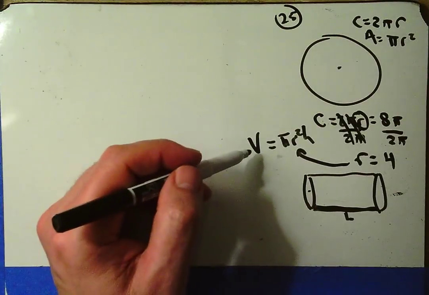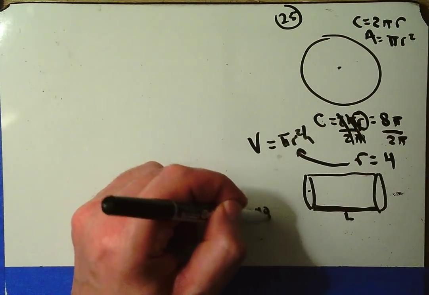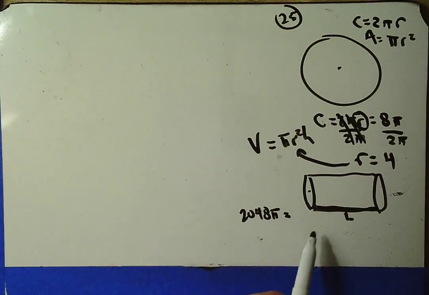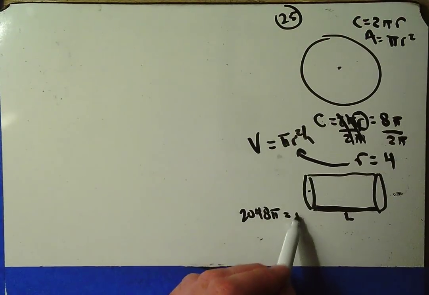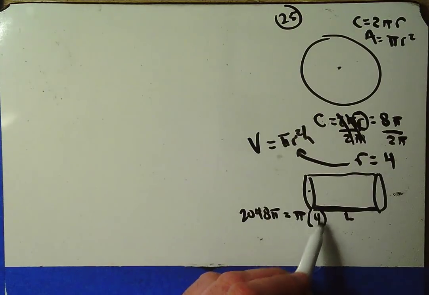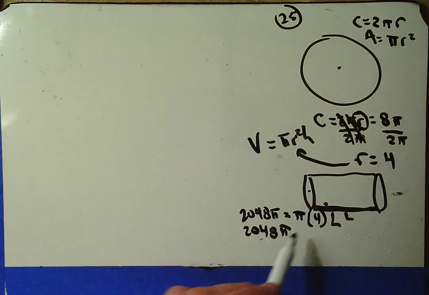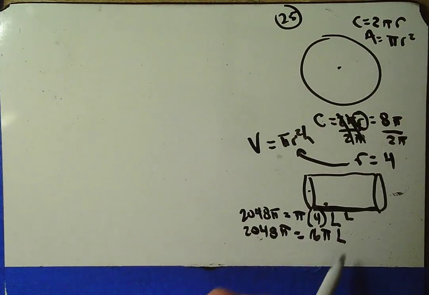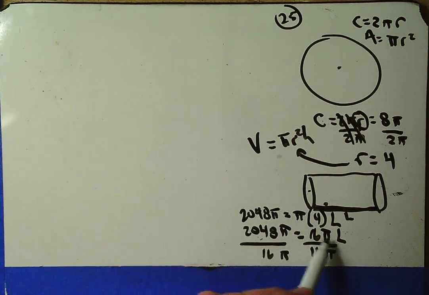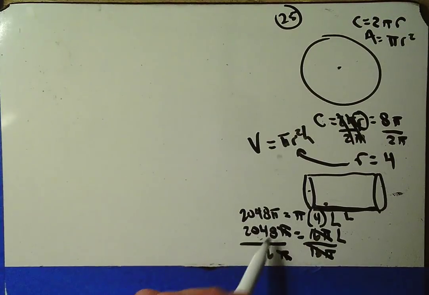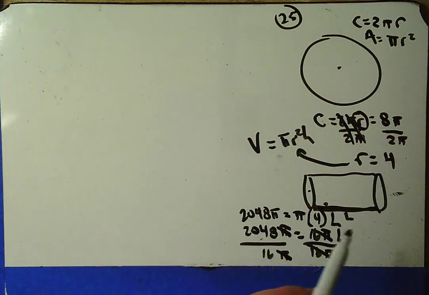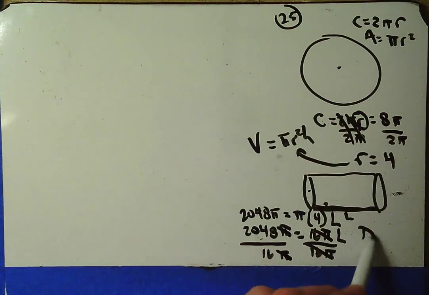So let's plug in what we know. We know that the volume is 2048 pi, and the formula for volume of a cylinder is pi r squared, 4 squared, times length, or 2048 pi equals 16 pi times L. If I divide both sides by 16 pi, 2048 divided by 16 gives me 128. So I get choice D for number 25.